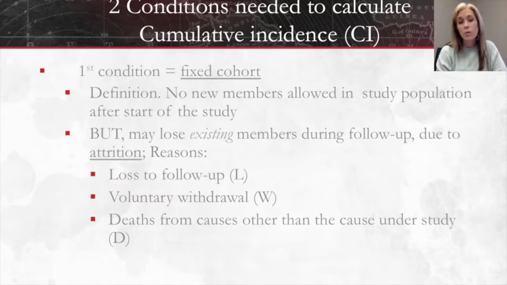Now, in a fixed cohort, you may lose existing members during follow-up due to what we call attrition. Different reasons include loss to follow-up, voluntary withdrawal, or deaths from causes other than the cause under study. You may lose people, but ultimately the first condition is a fixed cohort. So once you decide that you want to start the study on January 1st, you cannot add any more people.